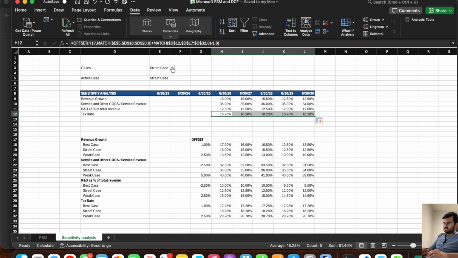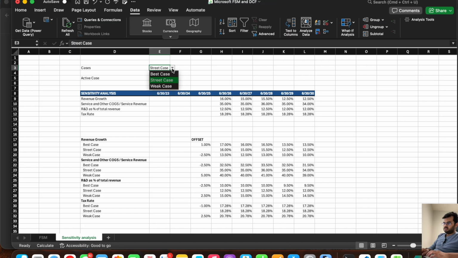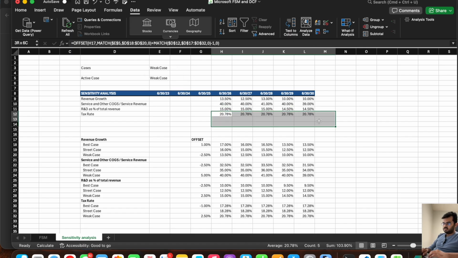Just pull it here. That's it. So now I hope if I did everything right, the numbers should look like, if I move from best case, yeah, the tax rate is 17.28%. That's the number we are seeing here. Then if I move from best case to weak case, I'm seeing 20.78% as a tax. That is what I'm seeing.